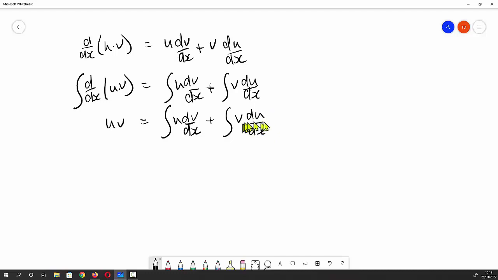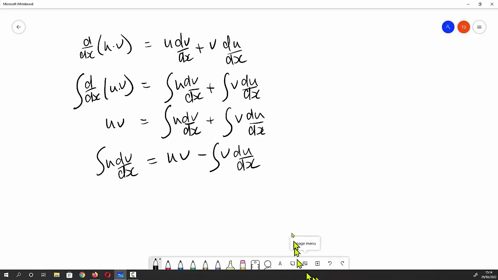So if we take the v du dx term onto the other side, we can write that the integral of u dv dx is equal to uv minus the integral of v du dx. And this is called integration by parts. Let's do an example.